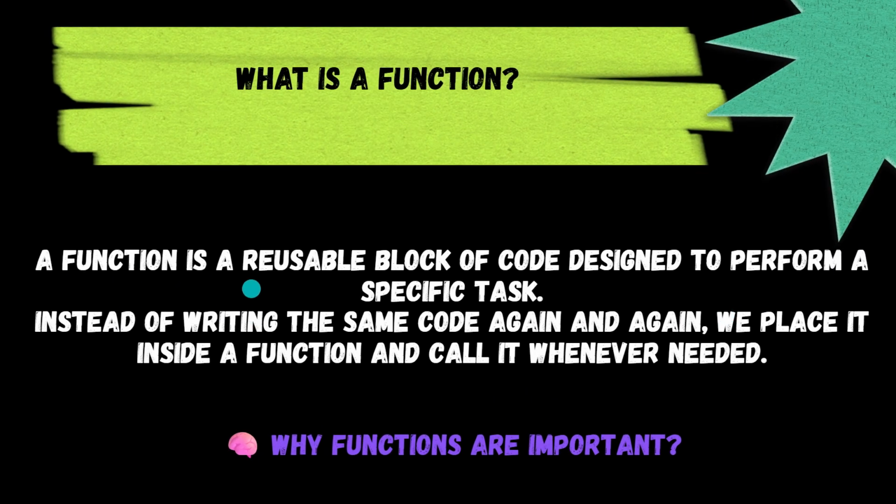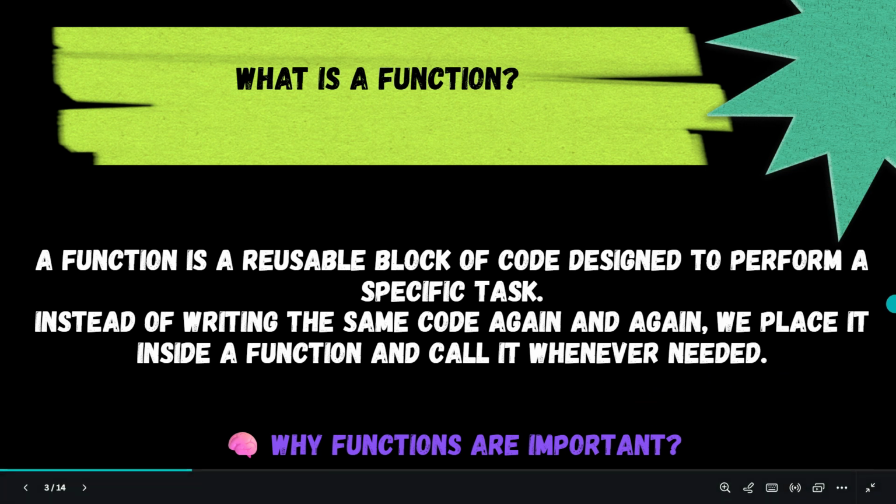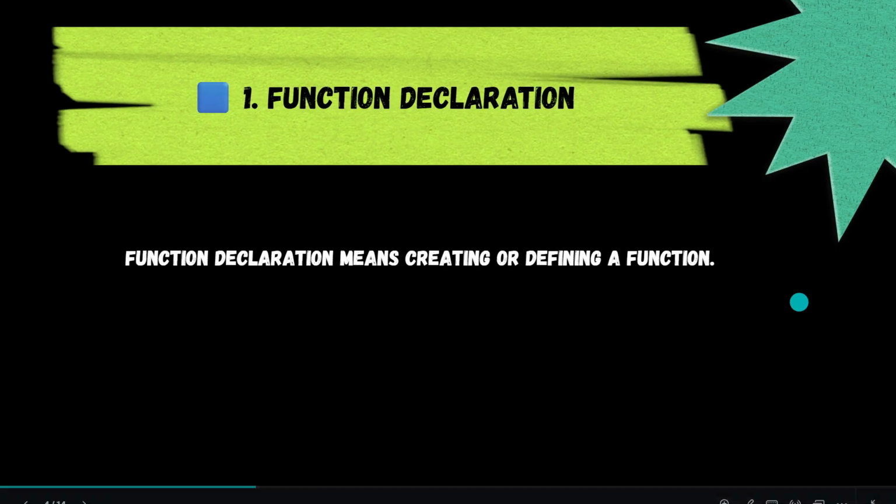A function is a reusable block of code designed to perform a specific task. Instead of writing the same code again and again, we place it inside a function and call it whenever needed. So why are functions important? Functions help us reuse the code, make code clean, reduce duplication, improve readability, divide a large problem into smaller parts, and make debugging easier.